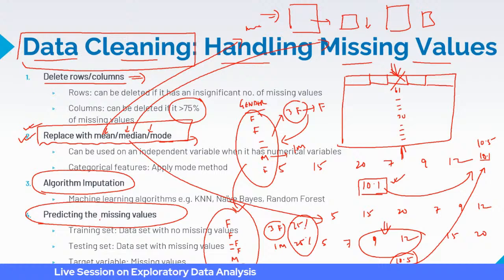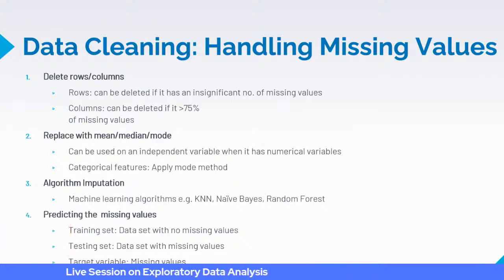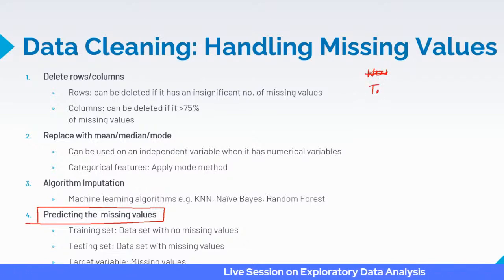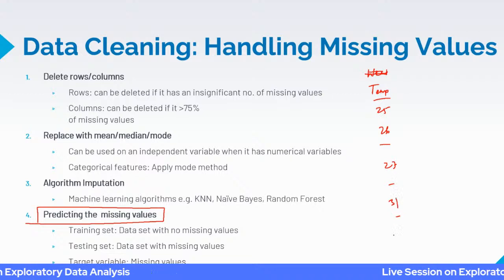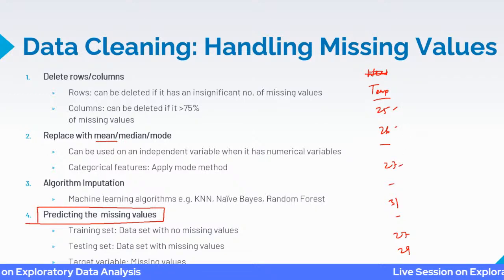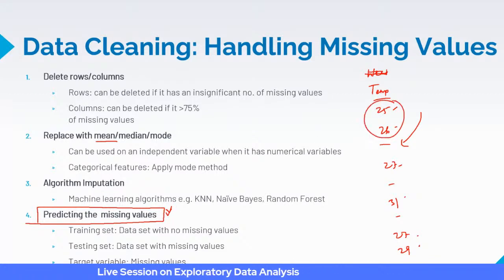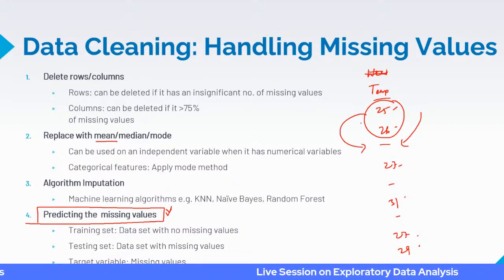In some scenarios, people also predict the missing values. What is this scenario? Just imagine you have temperature data: 25, 26, null, 27, null, 31, null, 27, 29, null. Now let's say you have four missing values. If I take the mean technique, I calculate the mean and then impute it. This technique is instead, let's say you take two values and do a forecasting. There are some time series algorithms which are used for forecasting. Now you forecast this value.